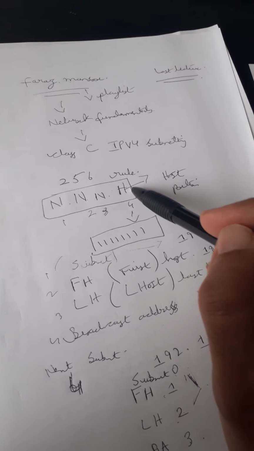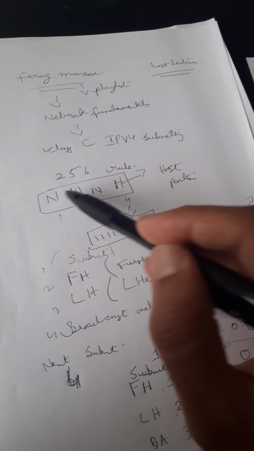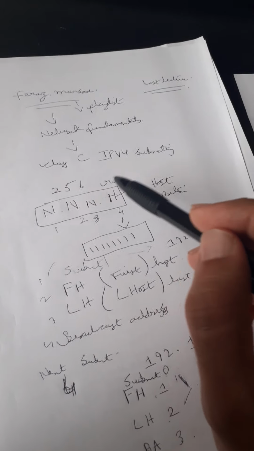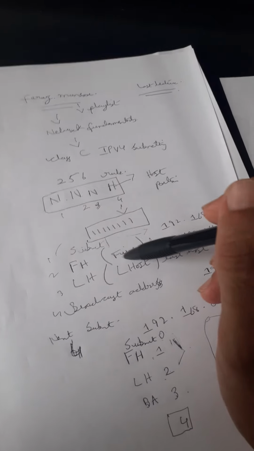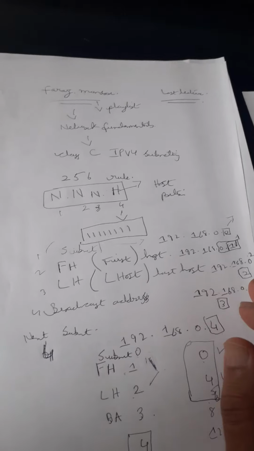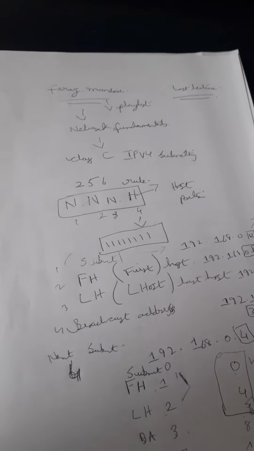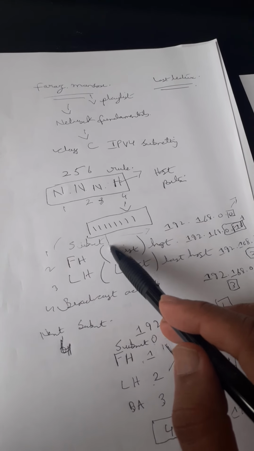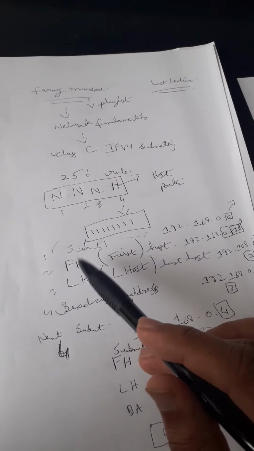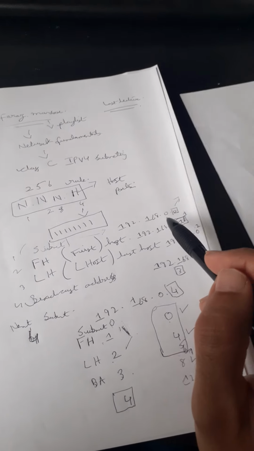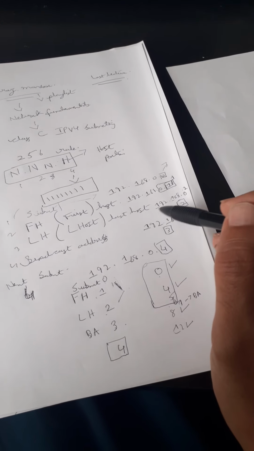Point number 2. We are only interested in working in this octet. Octet number 1, 2, 3, 4. So that's network, and that's host. Then our questions or troubleshooting scenarios in the exam will be around these areas. Either we have to find out the subnet, the first host, the last host, or the broadcast address. 95% of your questions will be around this.